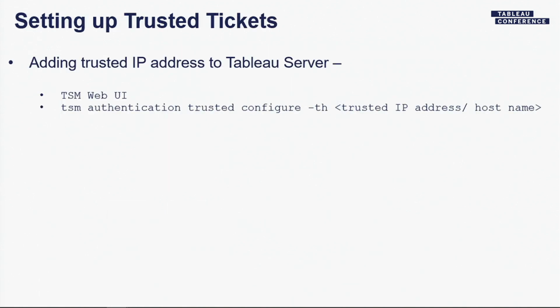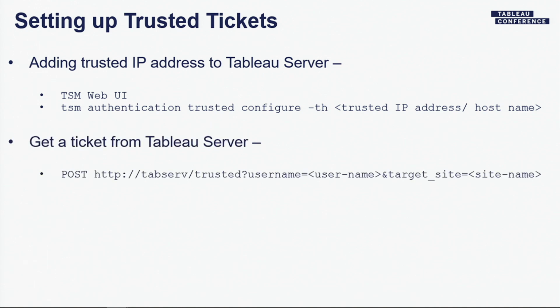First, you'll need to add a trusted IP address to your Tableau Server. You can do that through the TSM web user interface or the TSM command line. If you're using a Tableau Server version prior to 2018.1, you can still use the tabadmin command line, but we'd encourage you to upgrade. So now we've trusted our IP address.